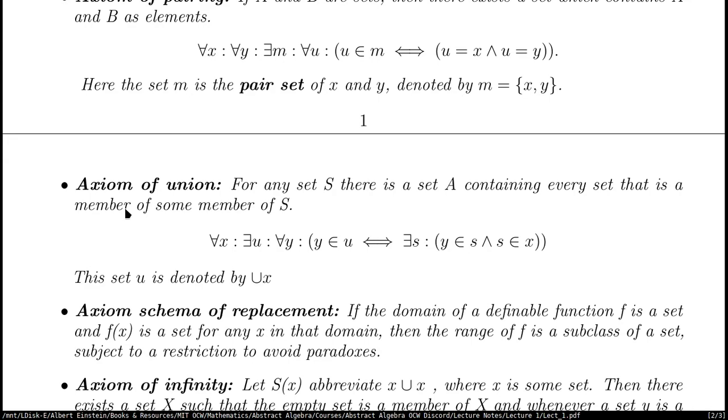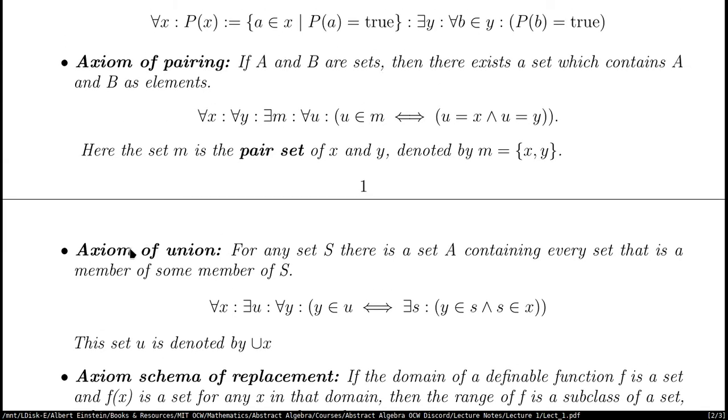Okay, so the next axiom is the axiom of union, right? So if you have any set S, then there is a set A which contains every set that is a member of some member of S. That sounds confusing, but all it's saying is that if you have a set S, then there is a set A which contains every set which is a member of some member of S.